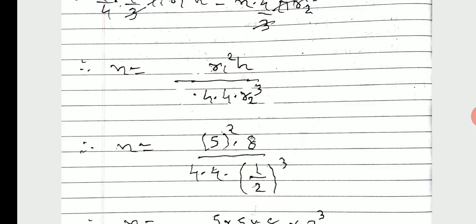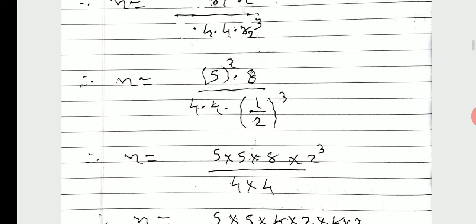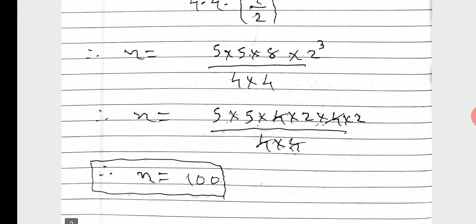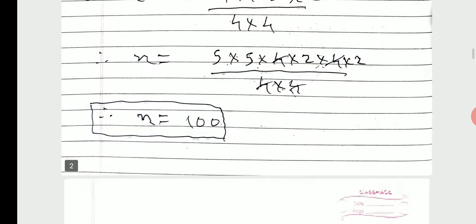and putting the value of R1, H and R2, we get n equals 5 square into 8 upon 4 into 1/2 cube, and 2 cube we are shifting from denominator to numerator. Then we get n equals 5 into 5 into 8 into 2 cube upon 4 into 4, and after cancellation we get n equals 5 into 5 into 2 into 2, then n equals 100.